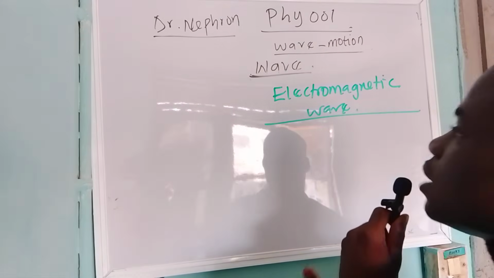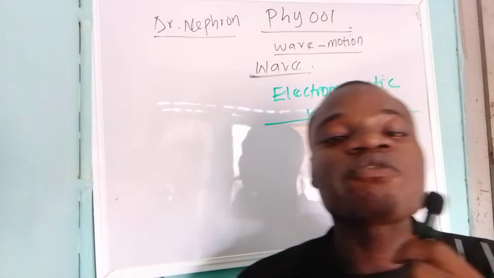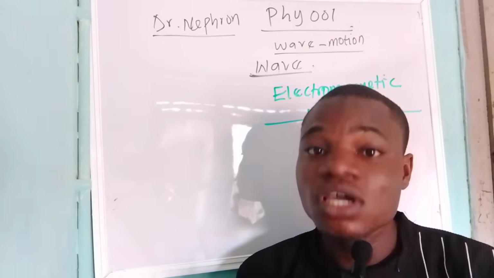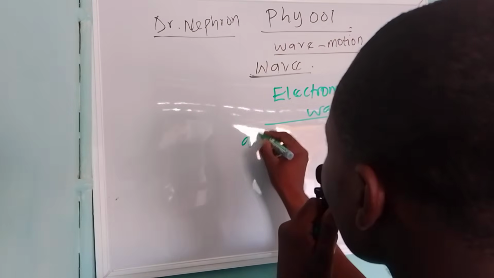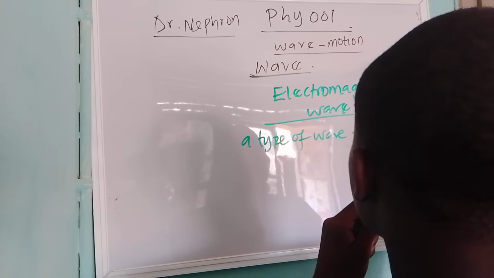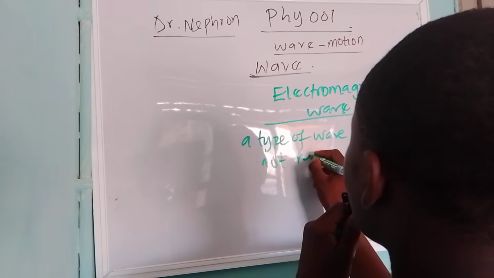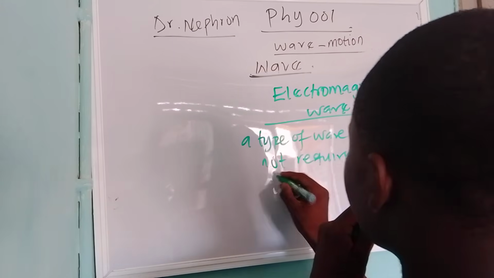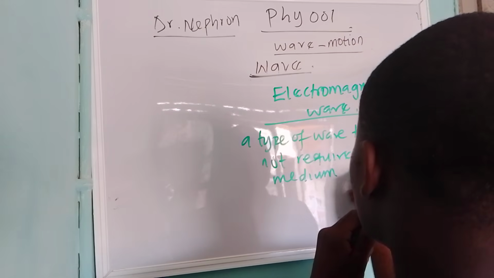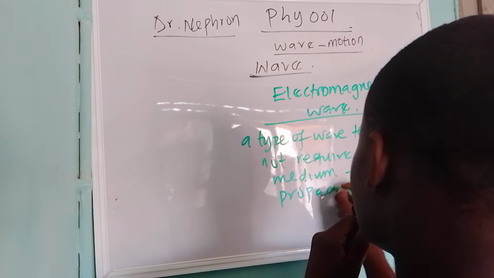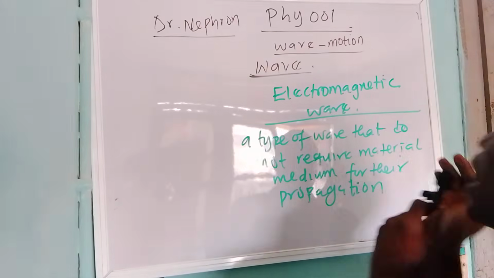Electromagnetic wave. Now, what is an electromagnetic wave? This is a type of wave that does not require a material medium for its propagation or for its vibrations. It is a type of wave that does not require a material medium for its propagation. It's called an electromagnetic wave.